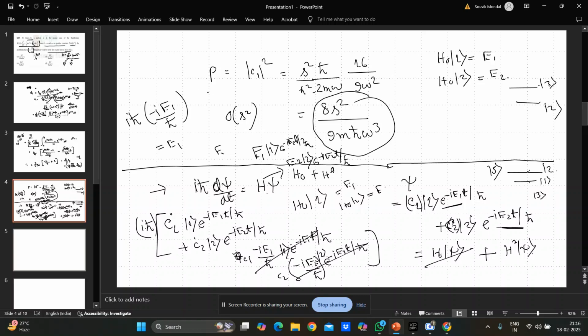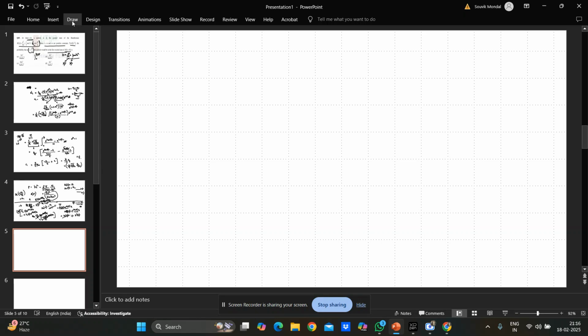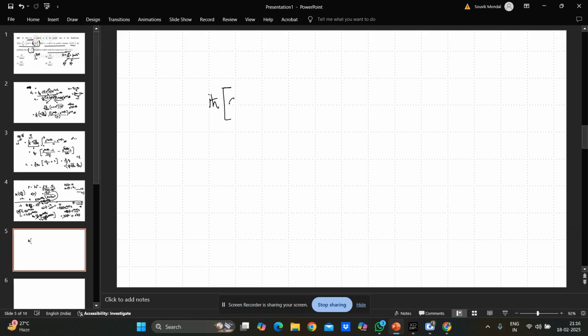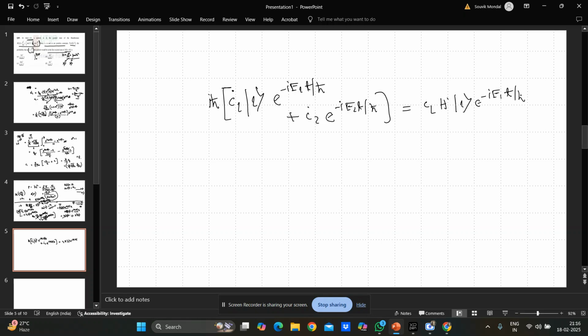Now write it again. So iħ [C1 dot |1⟩ e to the power minus iE1t/ħ plus C2 dot |2⟩ e to the power minus iE2t/ħ] is equal to H prime |1⟩ C1 e to the power minus iE1t/ħ plus C2 H prime |2⟩ e to the power minus iE2t/ħ.